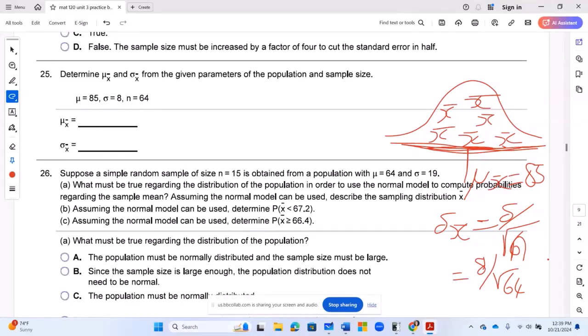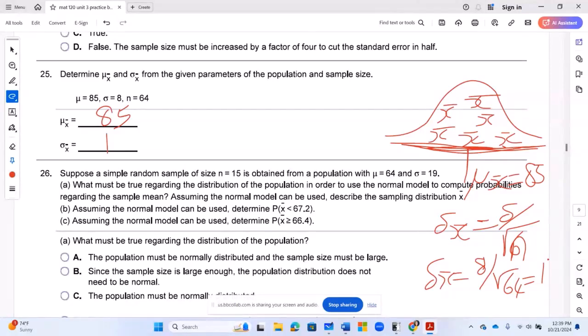Therefore, the standard error is equal to 1. The mean of the mean distribution is 85. So that is an easy question. Okay, let's go to number 26.